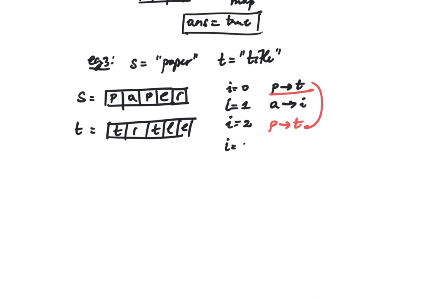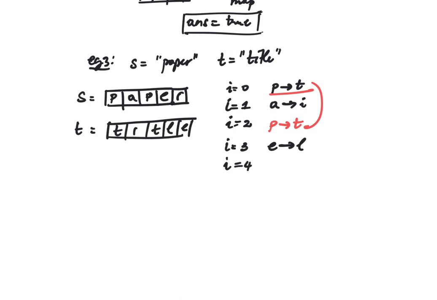I equal to 3, E. It is the first time that E comes into consideration, so E maps to L, and E maps to L. Yes, so we go to I equal to 4.